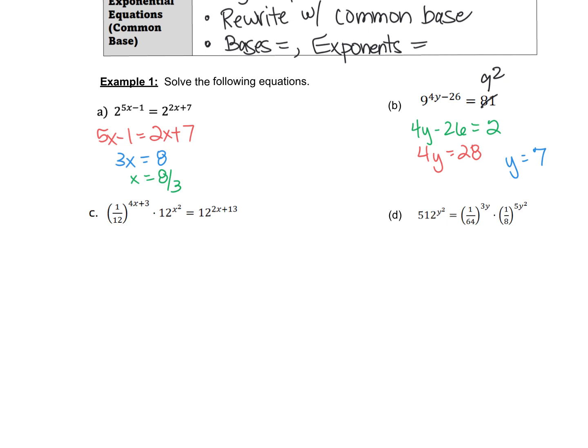Now let's get to the good stuff. Look at C. The first thing I notice is I have three exponential expressions in there. Could I do some rewriting so that I could get one base of 12 on the left? I've already got one base of 12 on the right. What's your first suggestion?